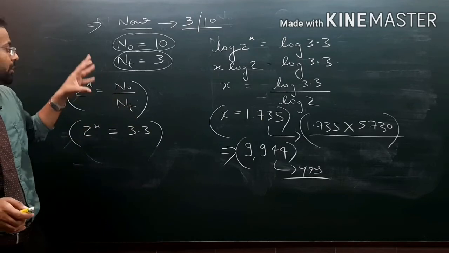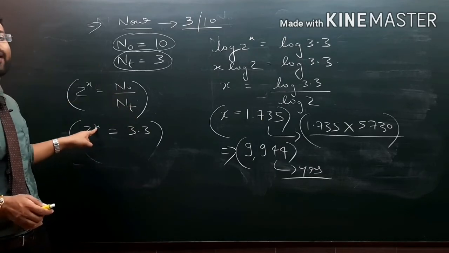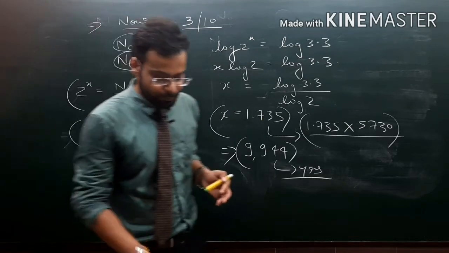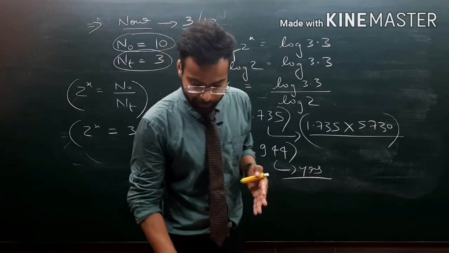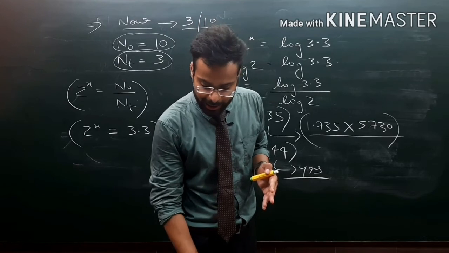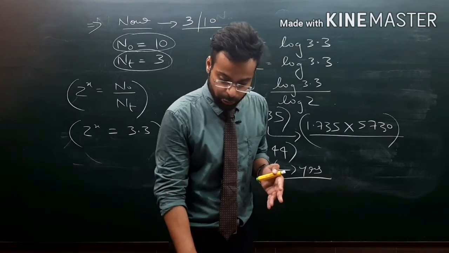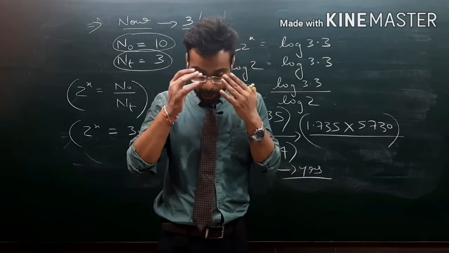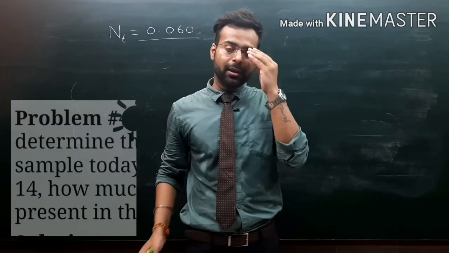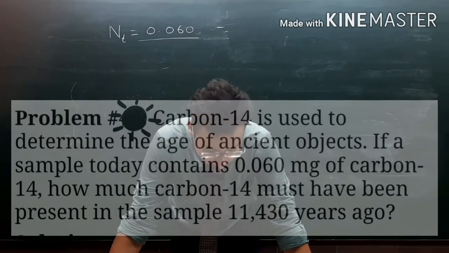Getting it? So this ratio is important. This x value is important. Okay, now let's move to the next question. We are moving to another question for practice, and that will be the last question. After that question, I suppose you will be through with carbon dating, and how the numericals are solved for carbon dating. The third numerical which we are facing is on your screen.